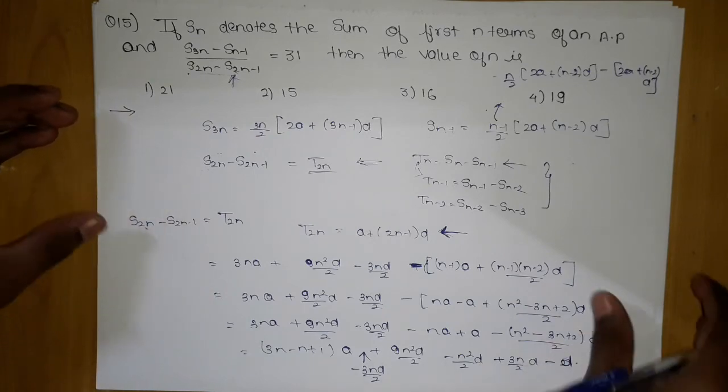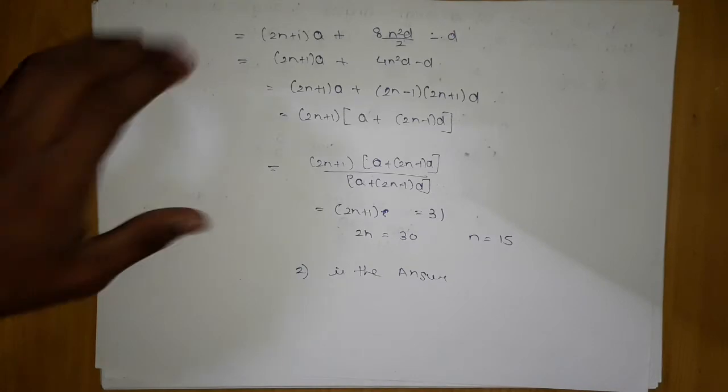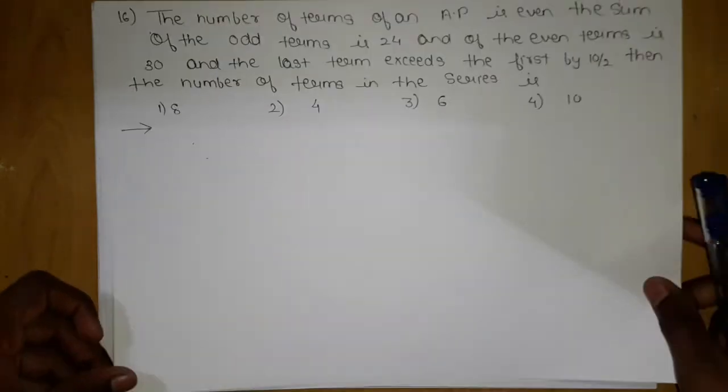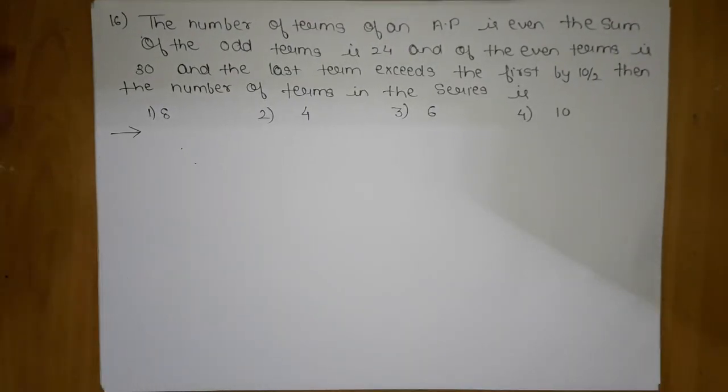Okay, so now let's move on to the next problem, which is question number 16. Hope you have understood question number 15. Question number 16 is as follows: the number of terms of an AP is even. The sum of the odd terms is 24 and of the even terms is 30. The last term exceeds the first term by 21/2. Then the number of terms in the series is.